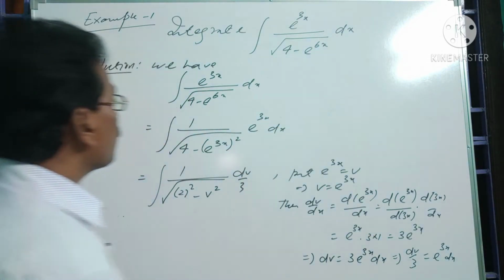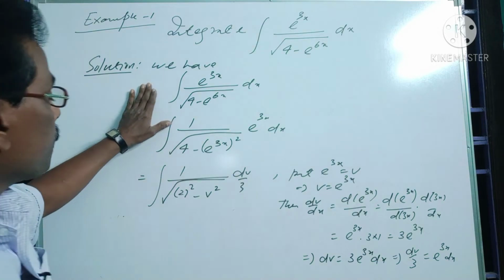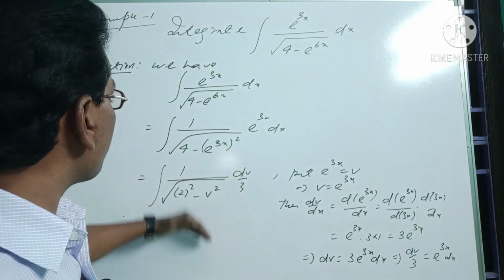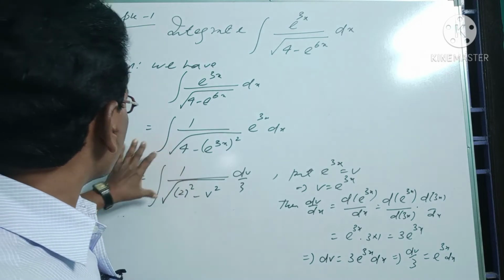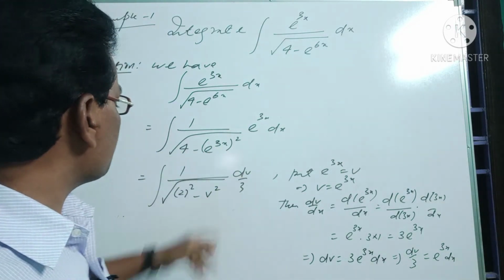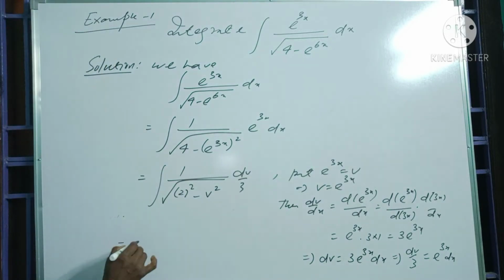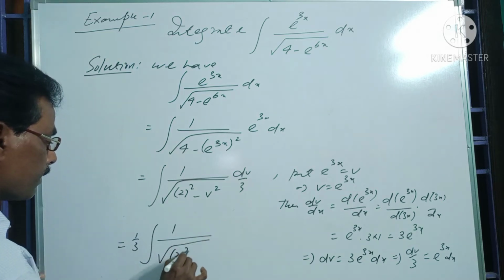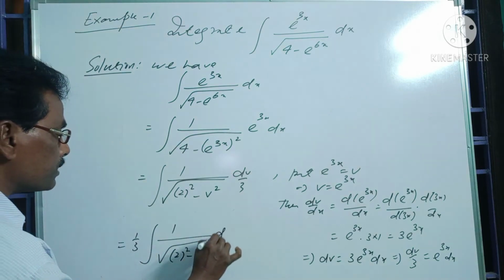So now the original integrand, which was a function of x, after substitution and differentiation is transformed into a function of v, and it contains the differential dv by 3. The constant 3 can be taken out, that is, 1 by 3 into the integration of 1 by root of 2 square minus v square with respect to v.